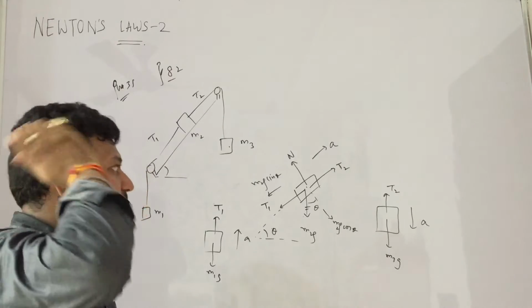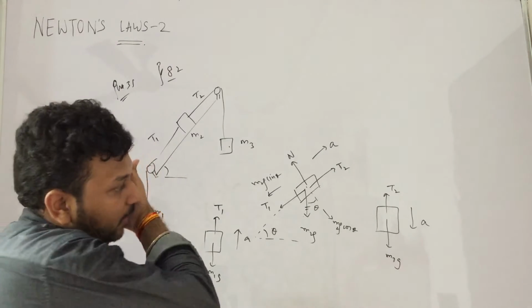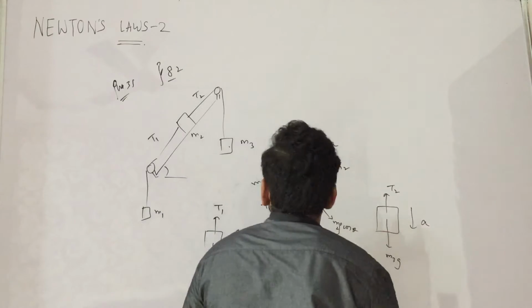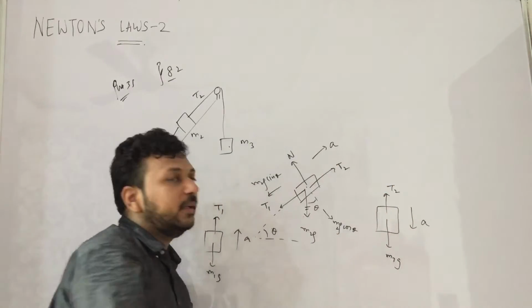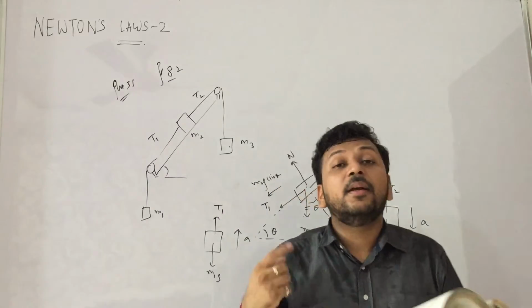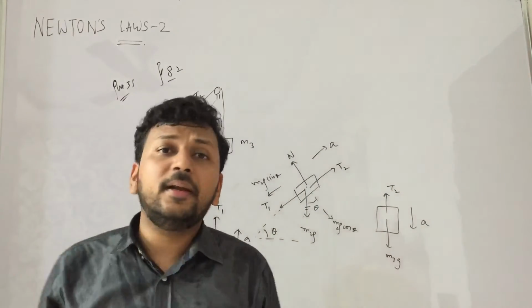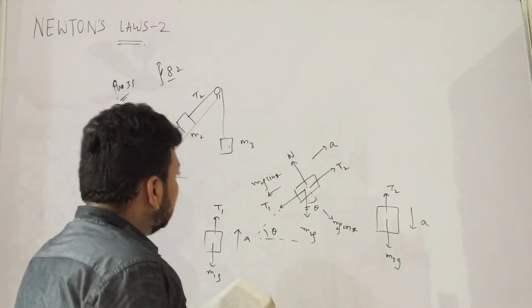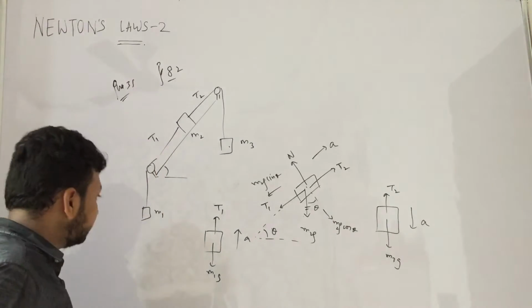But yes, you have to understand from the basics, so that's why I'm discussing this. And for this, it goes like M3g minus T2 is equal to M3 into a. So you have different equations. How to solve them? Just eliminate each variable. Eliminate T1, eliminate T2, and you will find the answer. So I'm erasing this again.